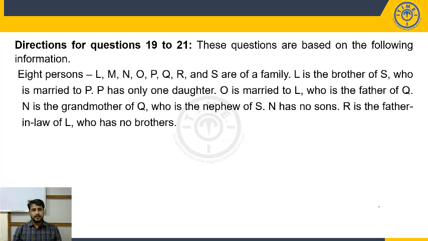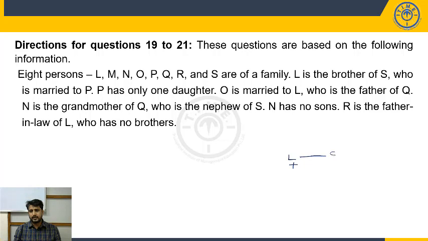Blood relations. 8 persons L, M, N, O, P, Q, R, S are of a family. No need to read the entire information. Let's start drawing the family tree diagram. L is the brother of S. L is a brother. Plus symbol indicates male. Okay. L is the brother of S.